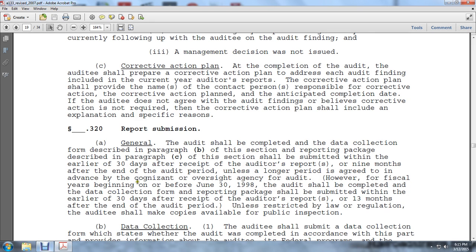However, for fiscal years beginning on or before June 30th, 1998, the audit shall be completed and the data collection and reporting package shall be submitted within the earlier of 30 days after receipt of the auditor's report or 13 months after the end of the audited period. Unless restricted by law or regulation, the auditee shall make copies available for public inspection.